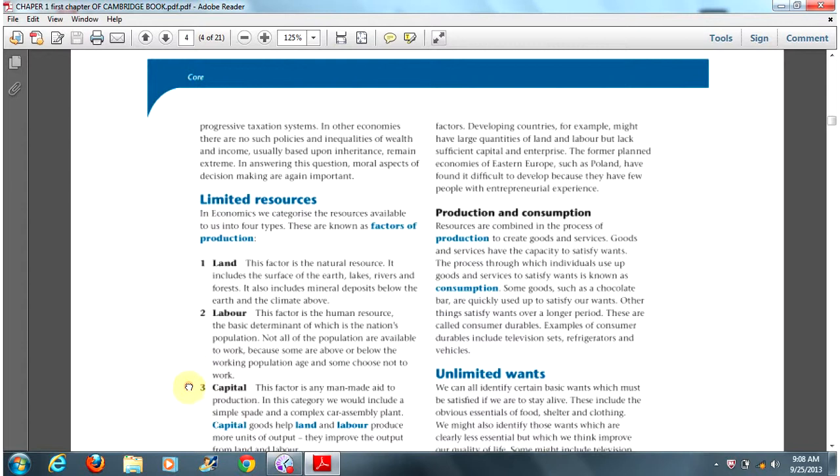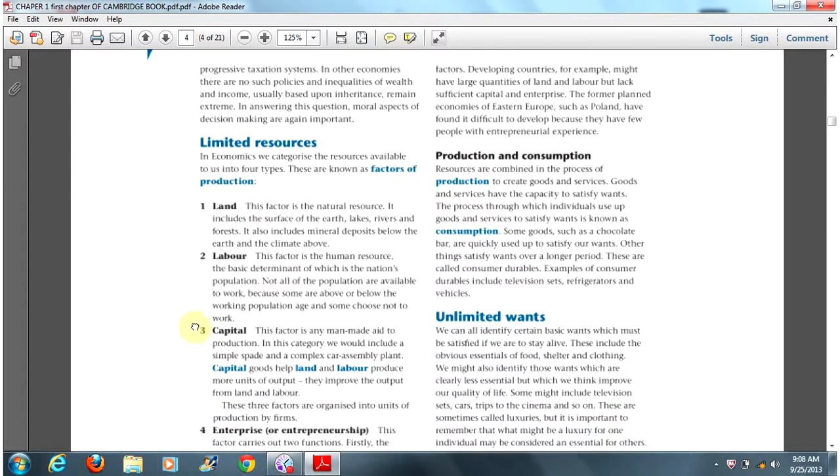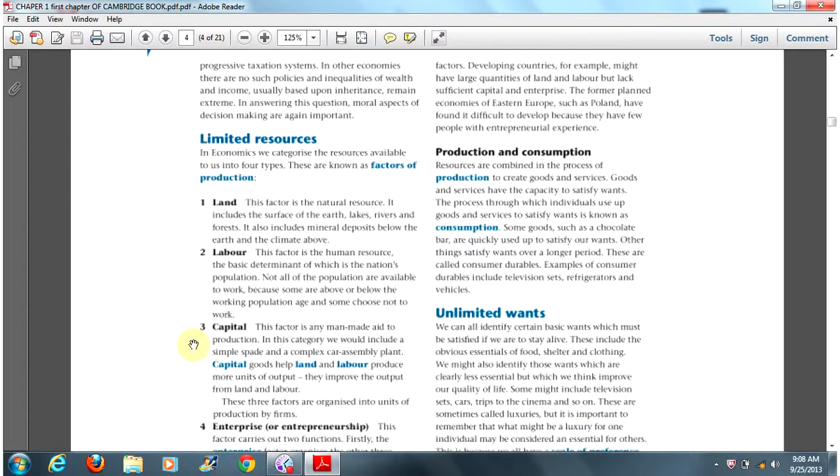Capital. This factor is any man-made aid to production. In this category, we should include a simple spade and a complex car assembly plant. Capital goods help land and labor produce more units of output. They improve the output from land and labor.